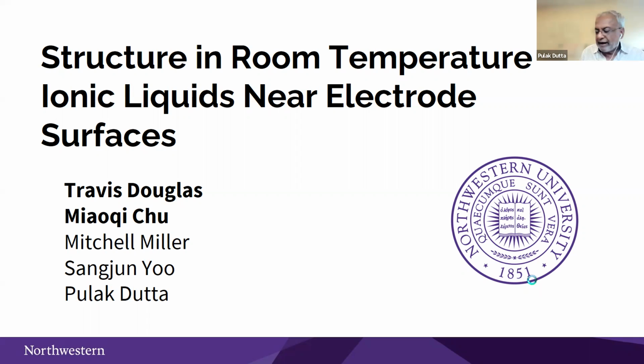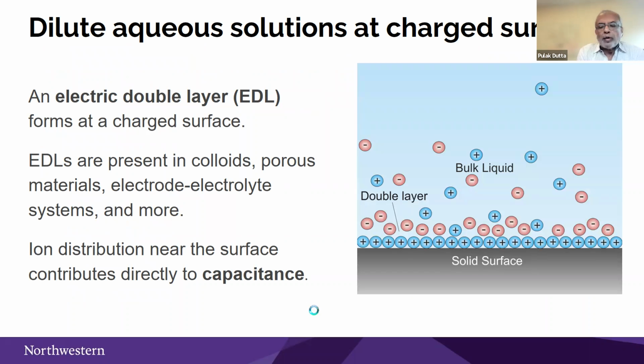It's a huge topic. I can't give a proper introduction. I'll give a crude introduction. I'll start with talking about aqueous solutions at charged surfaces. So words like EDL, electric double layer, are commonly used. And the idea is if you have an electrode or a charged solid surface, you have, of course, a charge in the solid, and you have the opposite charge in the liquid. The question is, how is that charge distributed?